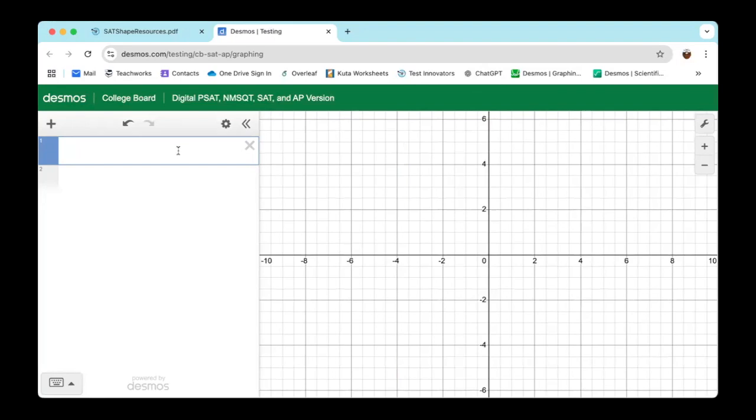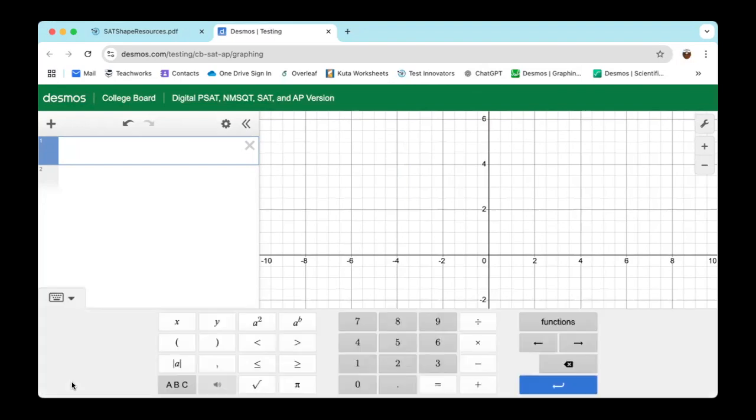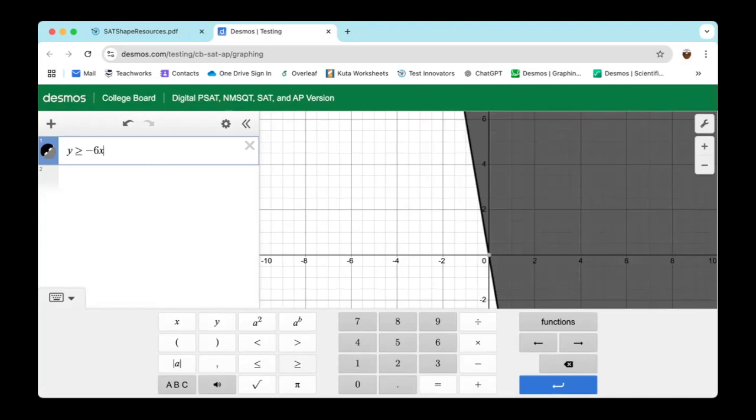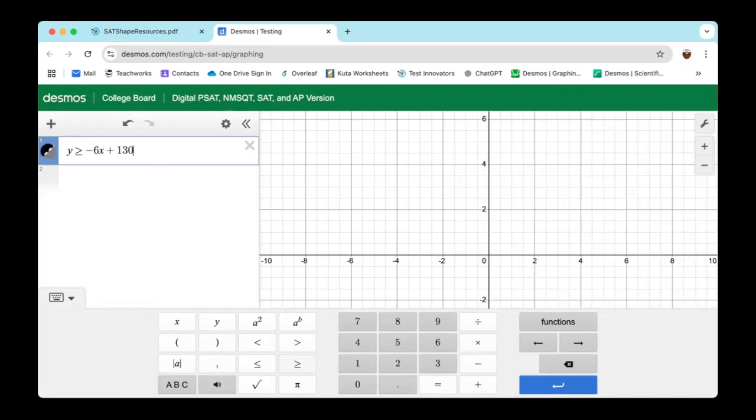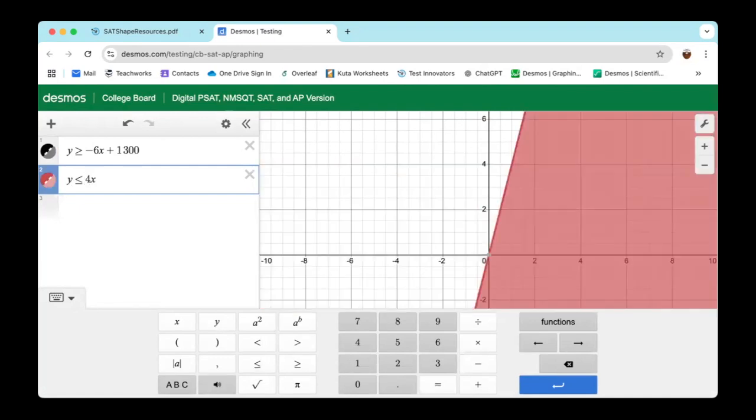Okay, so if you open this thing up down here, this is how you get your inequalities and some other stuff that you might need. So y is greater than negative 6x plus 1,300. And then the other one is y is less than or equal to 4x.